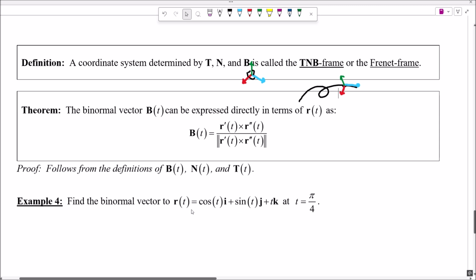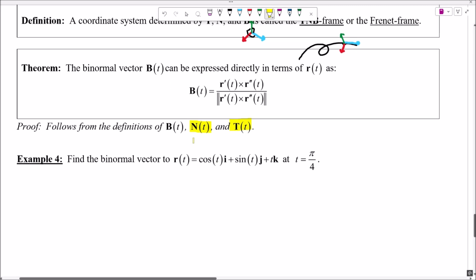Because if I was just told out of the blue, here is an r of t function, find me the binormal vector, I have to go through the work now to actually find N of t, to find T of t, and then calculate a cross product. And that can be really annoying. But this formula here serves as a possible shortcut if I haven't already done that work. So let's take a look at how this plays out. Really what I have to do here is just do the cross product of r prime and r double prime, and then divide by the norm of that cross product. So let's take a look at how this plays out here in example number 4.